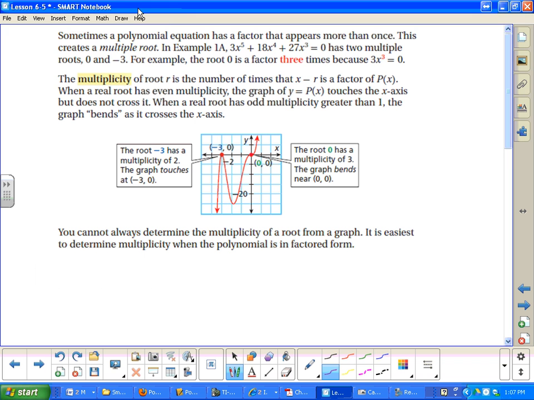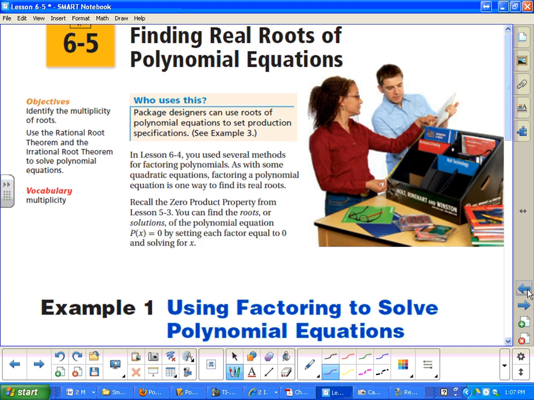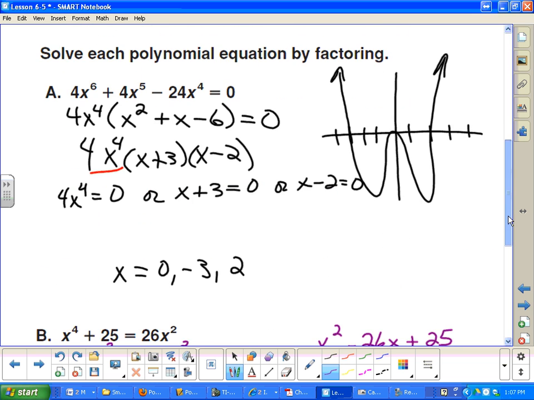Students, it's important that you pay attention. This thing we're going to talk about is called multiplicity. Sometimes a polynomial equation has a factor that appears more than once. And that just happened with what we did. This creates what's called a multiple root. So in this example here, we have a multiple root at x equals 0 because it's x to the fourth power.